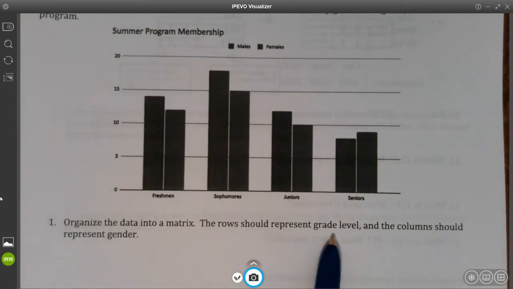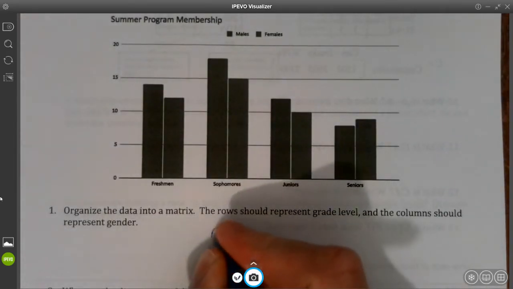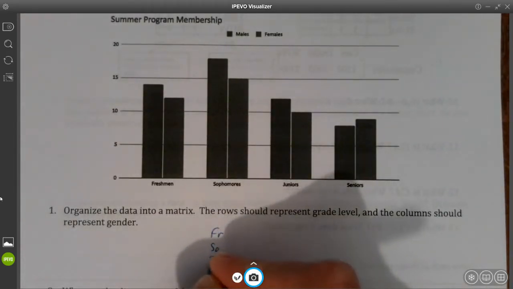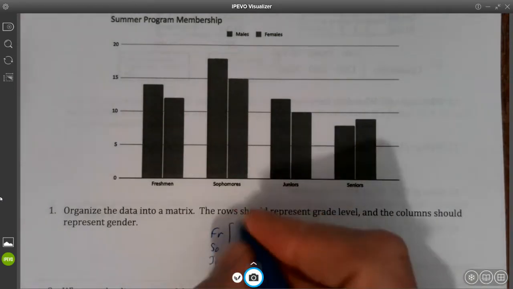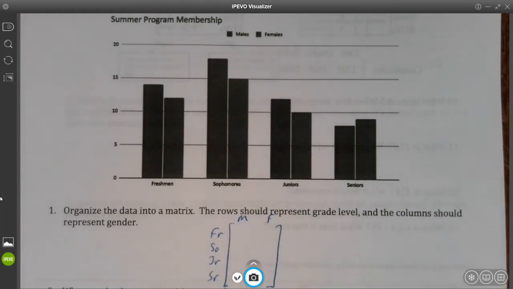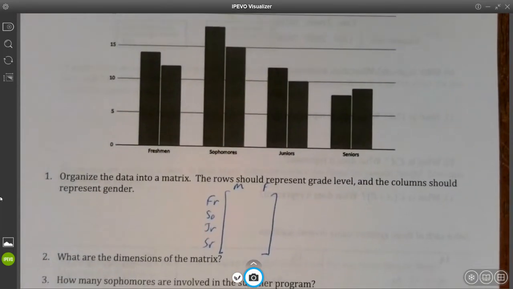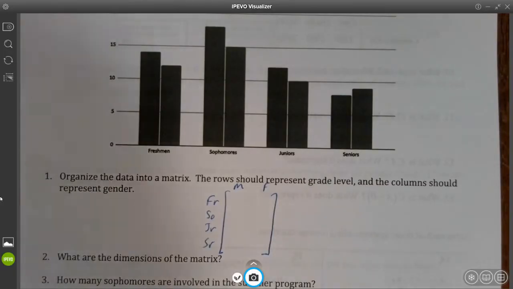So let's just stop and think about it. I have 4 grade levels, so I'm going to have 4 rows. So we're going to have freshman, sophomore, junior, and senior. And the columns should represent gender, so we're going to have male and female there, and we need to figure out what goes in each one. We're actually going to call this matrix A, by the way. I didn't say that in the directions, but we're going to need that when we go here. So that's going to come in handy when we go to desmos.com/matrix.